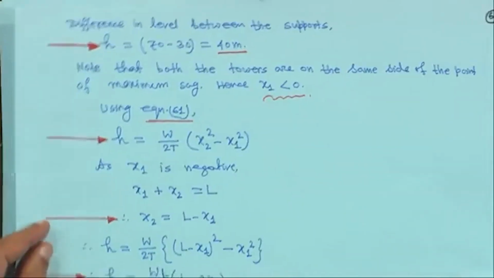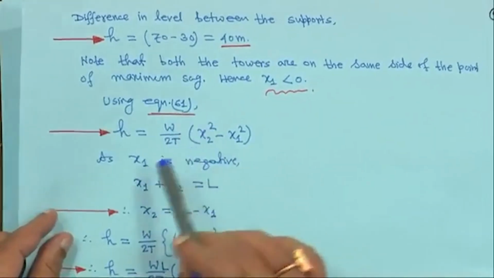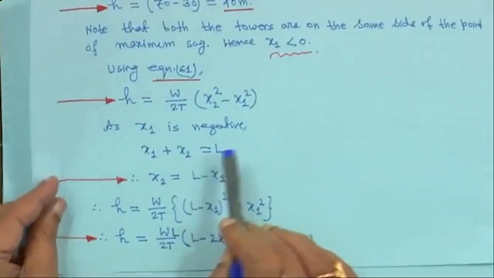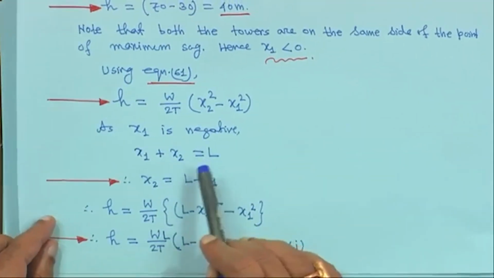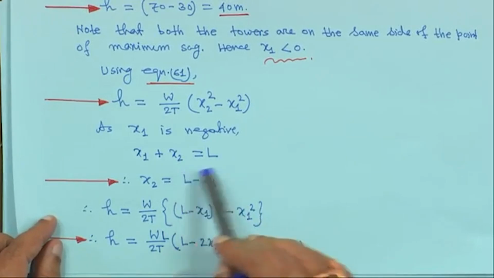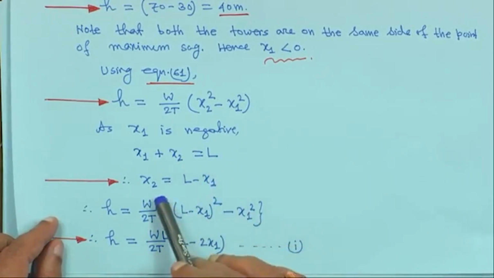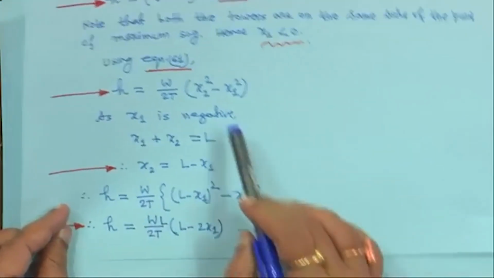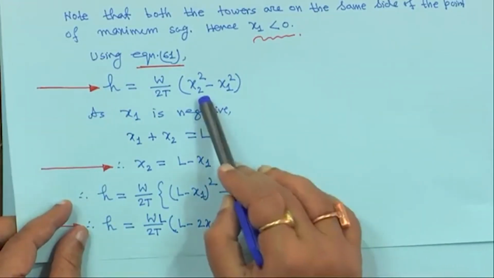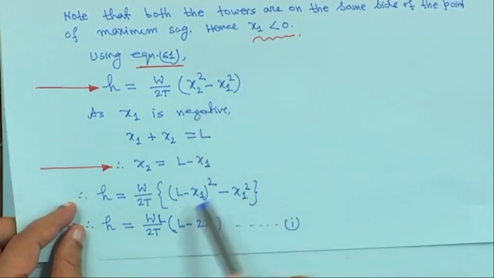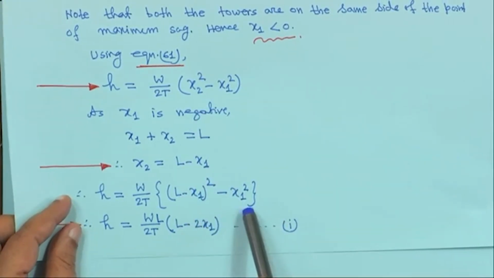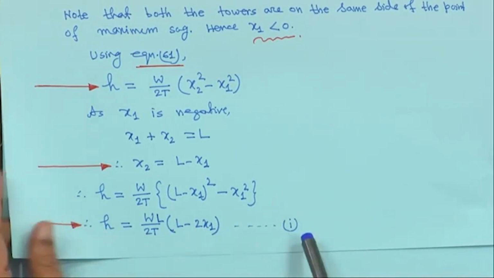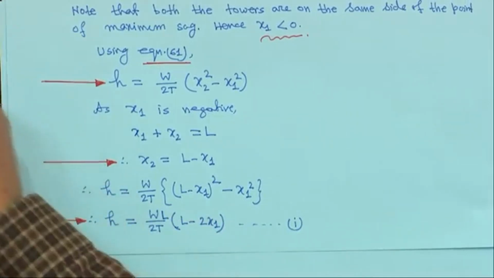Therefore, from equation 61, H is equal to W by 2T into x2 square minus x1 square. As x1 is negative, we have seen in the previous example that x1 plus x2 is equal to L. Therefore, x2 is equal to L minus x1. You substitute here, so it will be L minus x1 whole square minus x1 square, that is H is equal to WL upon 2T into L minus 2x1. This is equation 1.